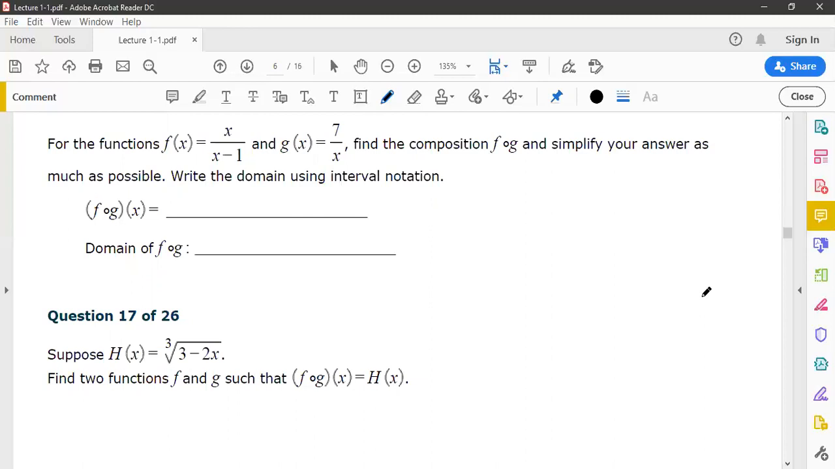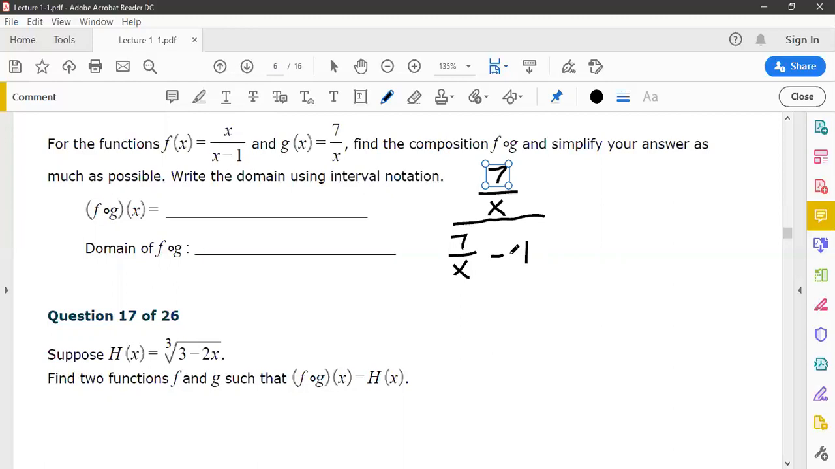So what we're going to do is take the g function, since we're moving from right to left, and substitute it in for the x in the f function. So we have two instances of x in the f function. So the 7 over x replaces the x in the numerator, and we have 7 over x minus 1. So we replace the x in the numerator and the x in the denominator. The minus 1 stays the same.